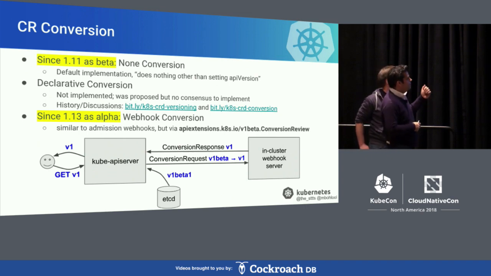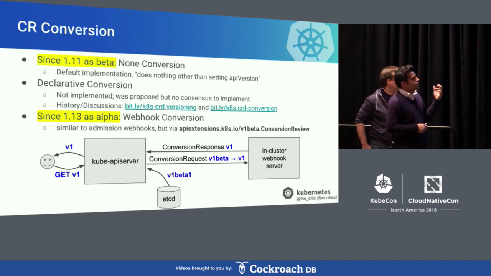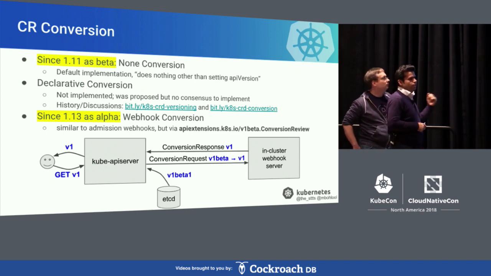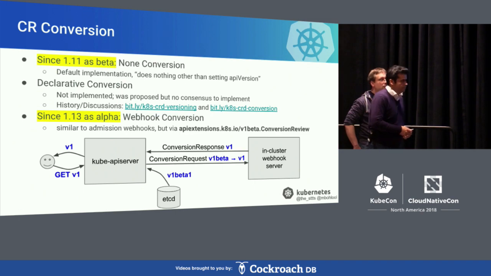But basically what would happen is when Kube API server gets a request for v1 and you have a v1 beta 1 stored in your etcd, Kube API server will send a request to an in-cluster webhook server. It doesn't need to be in cluster, but it's normally in cluster. It's a service. It's called into it and asks for conversion from v1 beta 1 to v1. And then the webhook service will return a conversion response with v1 and will return that to the user. This is in 1.13, and this is alpha.